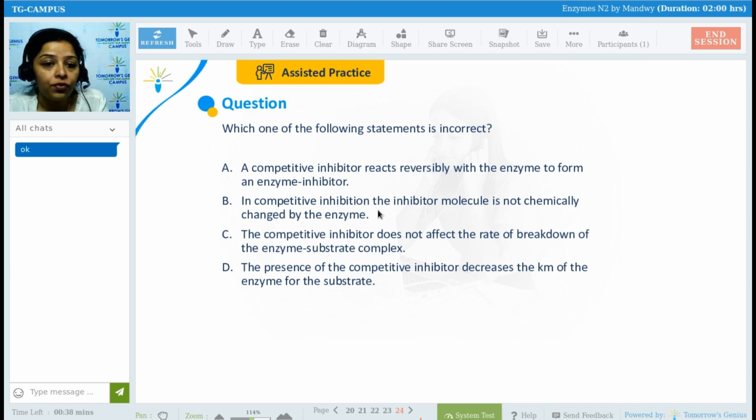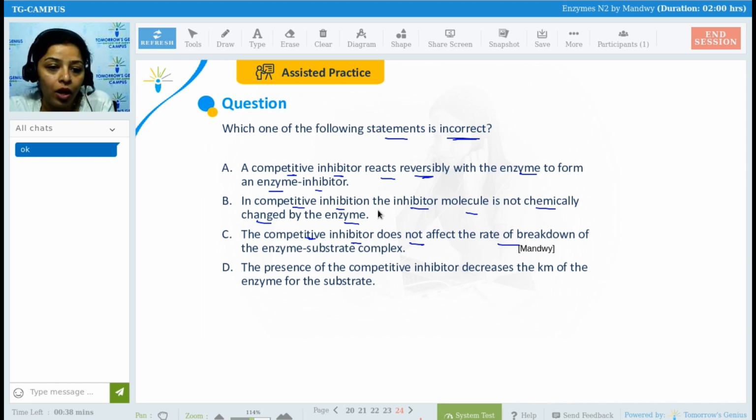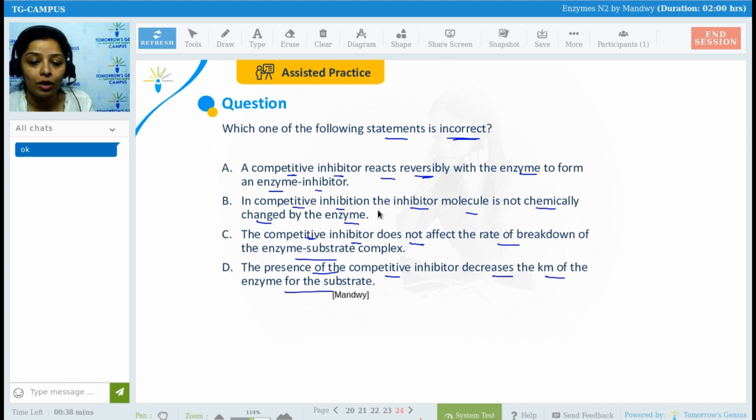Now let's see the question. Which one of the following statements is incorrect? A competitive inhibitor reacts reversibly with the enzyme to form an enzyme inhibitor complex. In the competitive inhibitor, the inhibitor molecule is not chemically changed by the enzyme. The competitive inhibitor does not affect the rate of breakdown of the enzyme substrate molecule. The presence of a competitive inhibitor decreases the Km of the enzyme for the substrate.